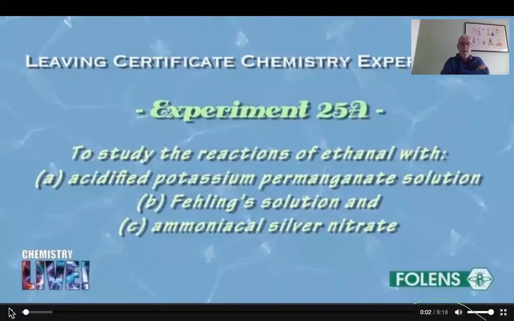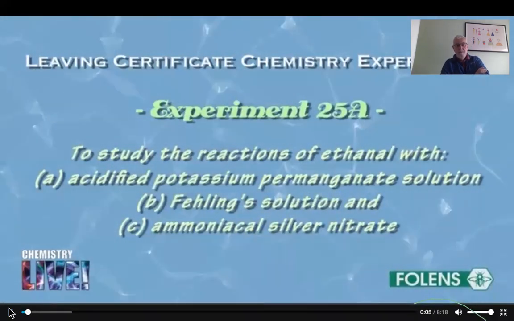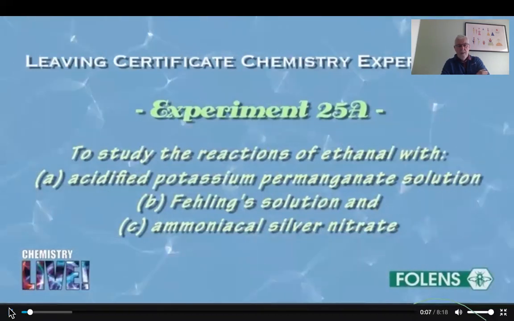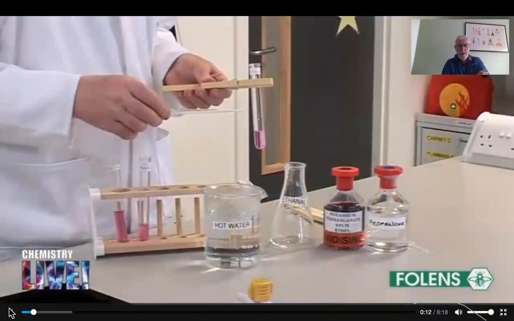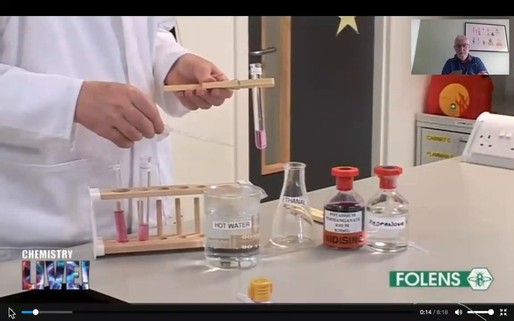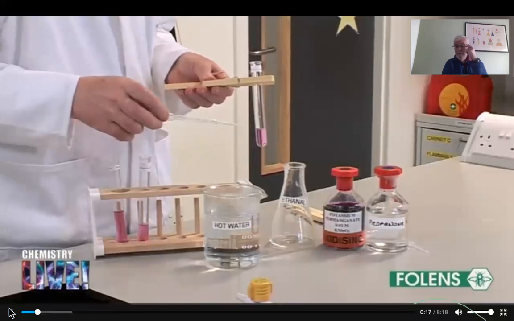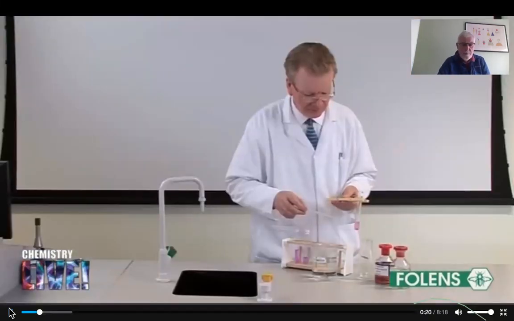To study the reactions of ethanol with A. acidified potassium permanganate solution, B. Fehling solution, and C. ammoniacal silver nitrate. In this experiment, we will study how ethanol reacts with the compounds listed. A. Reaction of ethanol with acidified potassium permanganate. I don't think you have to worry about this, but potassium permanganate is a powerful oxidizing agent. So it will oxidize an aldehyde and turn it into a carboxylic acid. That's what it will do.